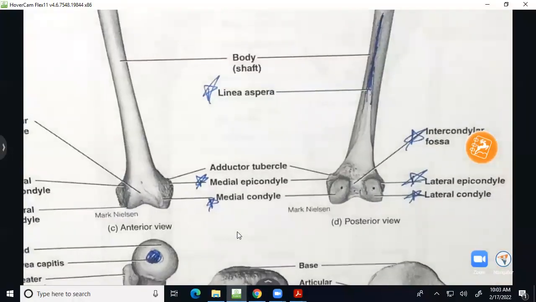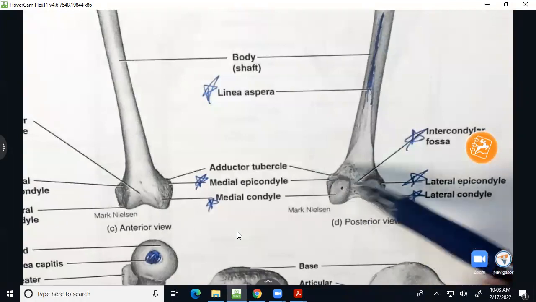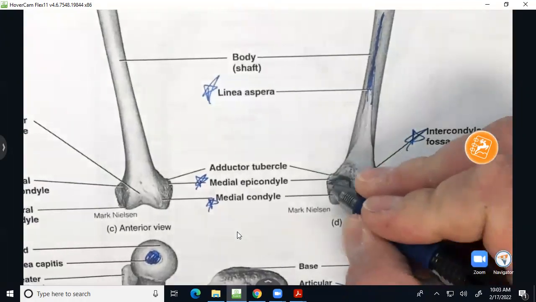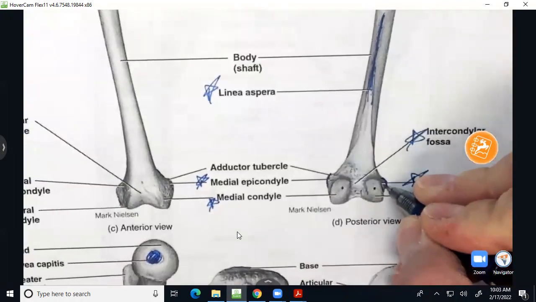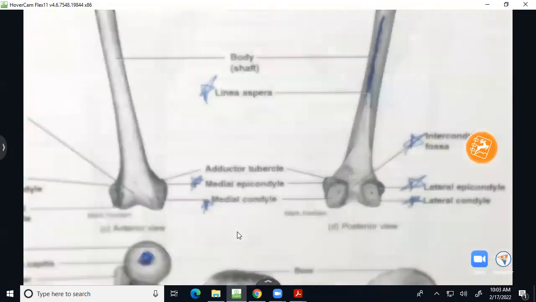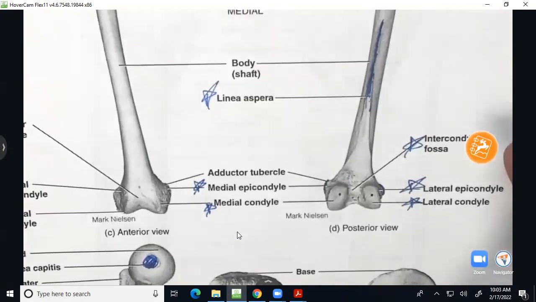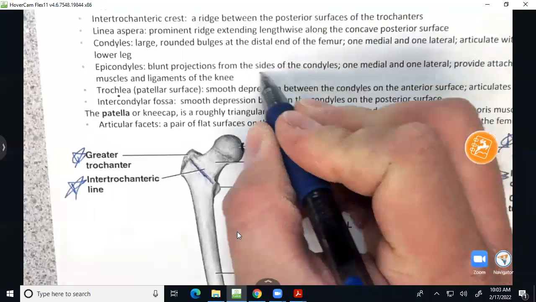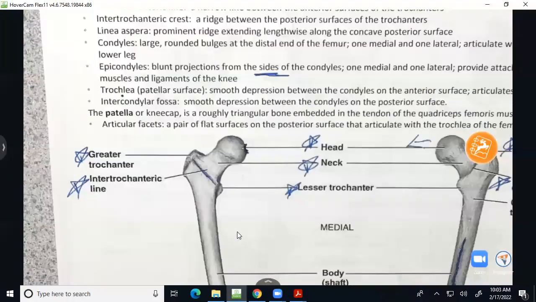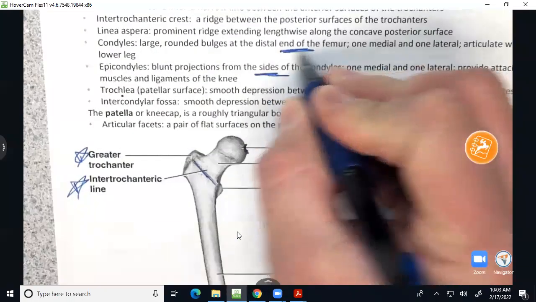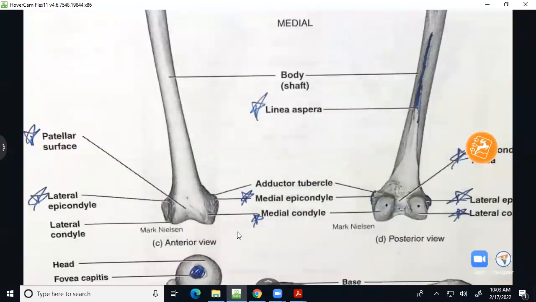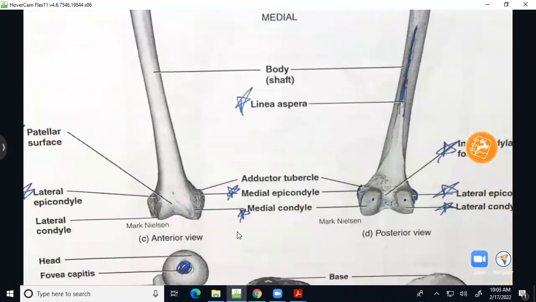Okay, same thing. We've got medial on the medial side, lateral on the lateral side. These are bumps kind of on the outside of the bone, whereas condyles are on the end of the bone. So epicondyles are on the sides, whereas condyles are on the ends of the bones. We saw epicondyles in the humerus the other day. Remember, we felt for those two bumps on the inside and the outside of the elbow.